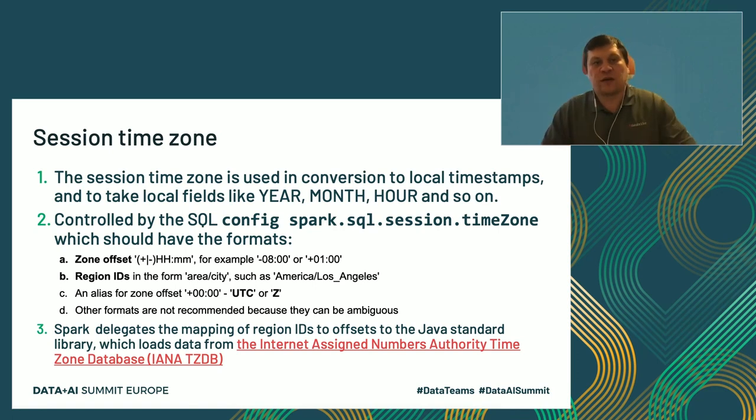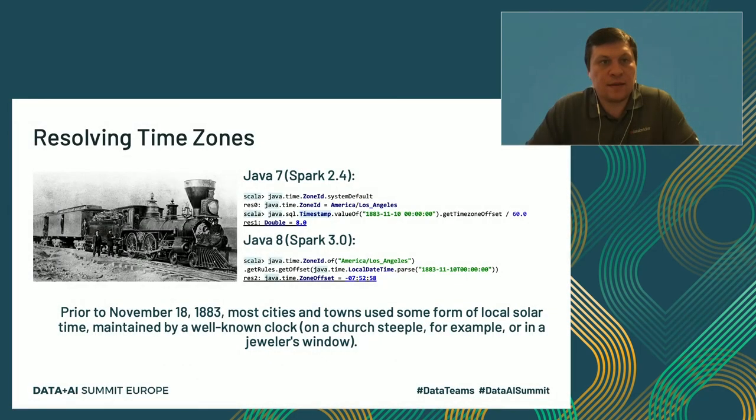To convert a region ID to a zone offset, Spark uses some APIs from the underlying libraries, from the JDK, basically. Resolving time zones has many issues. For example, if you specify the time zone as an offset, there is no problem. But problems appear when you set a region ID. In this example, you can see Java 7 returns 8 hours, but Java 8 returns 7 hours 52 minutes 58 seconds. That's because Java 8 is more precise, and before November 18th, 1883, each city in the United States had its own offset. That's why we see the difference.